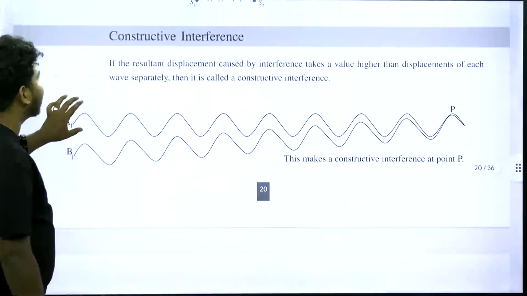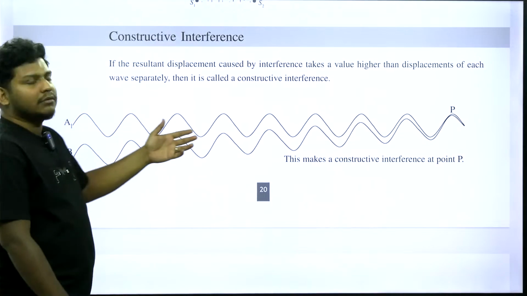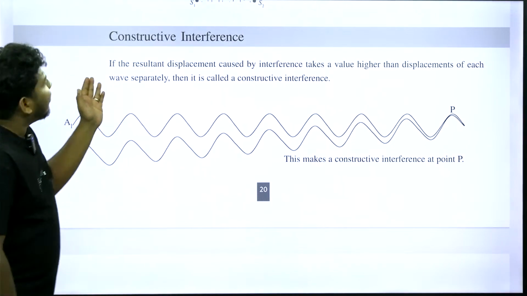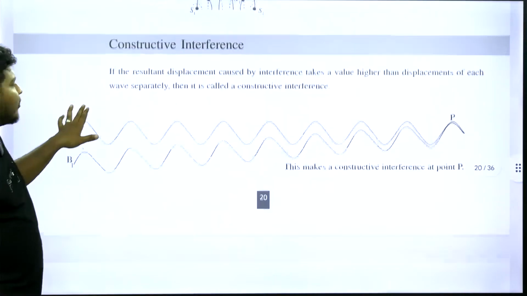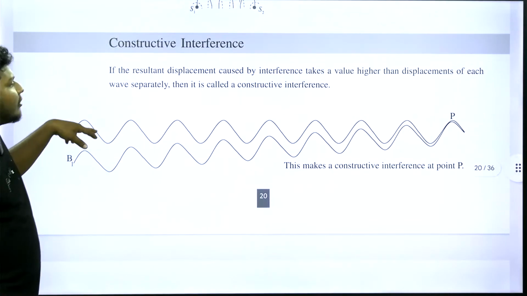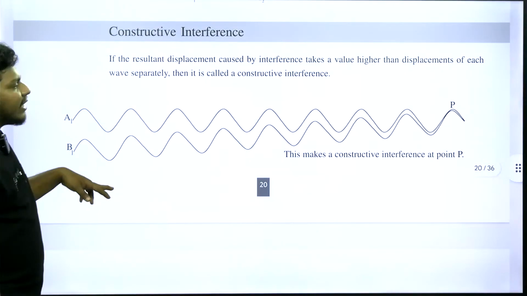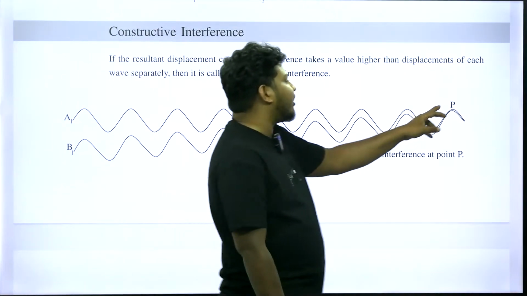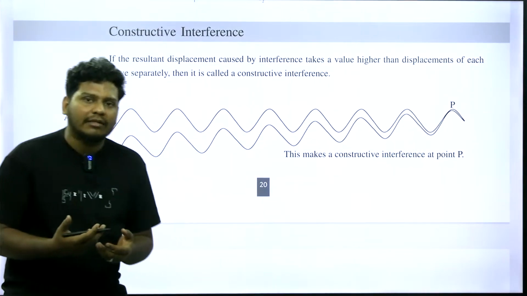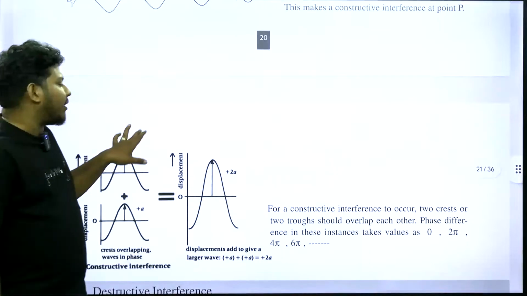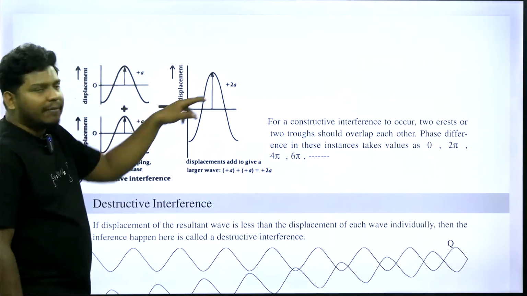So in this case, these are constructive interference. I already told you that if the resultant displacement caused by the interference takes a value higher than the displacement of each wave separately, then it's called constructive interference. Here the crest and crest interfere, so the amplitude will double. Plus A and plus A, the resultant will be plus 2A.